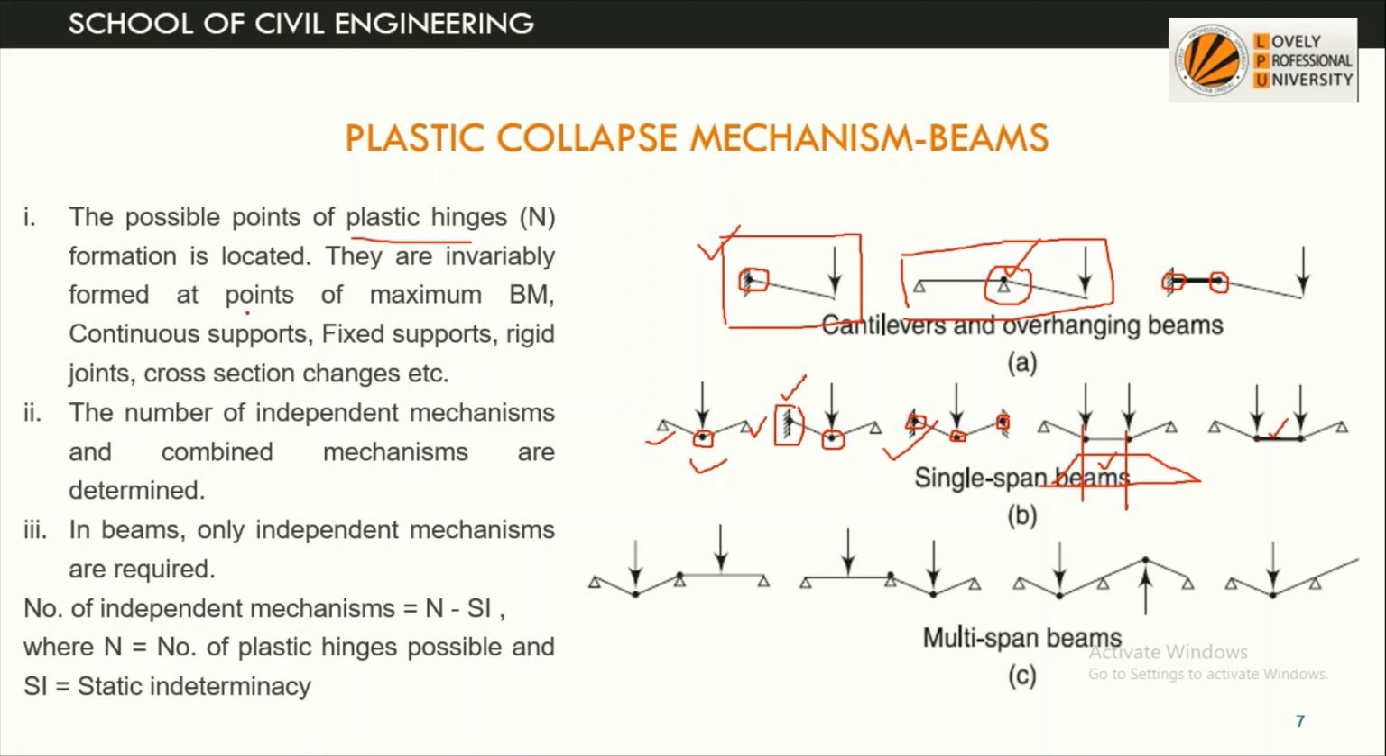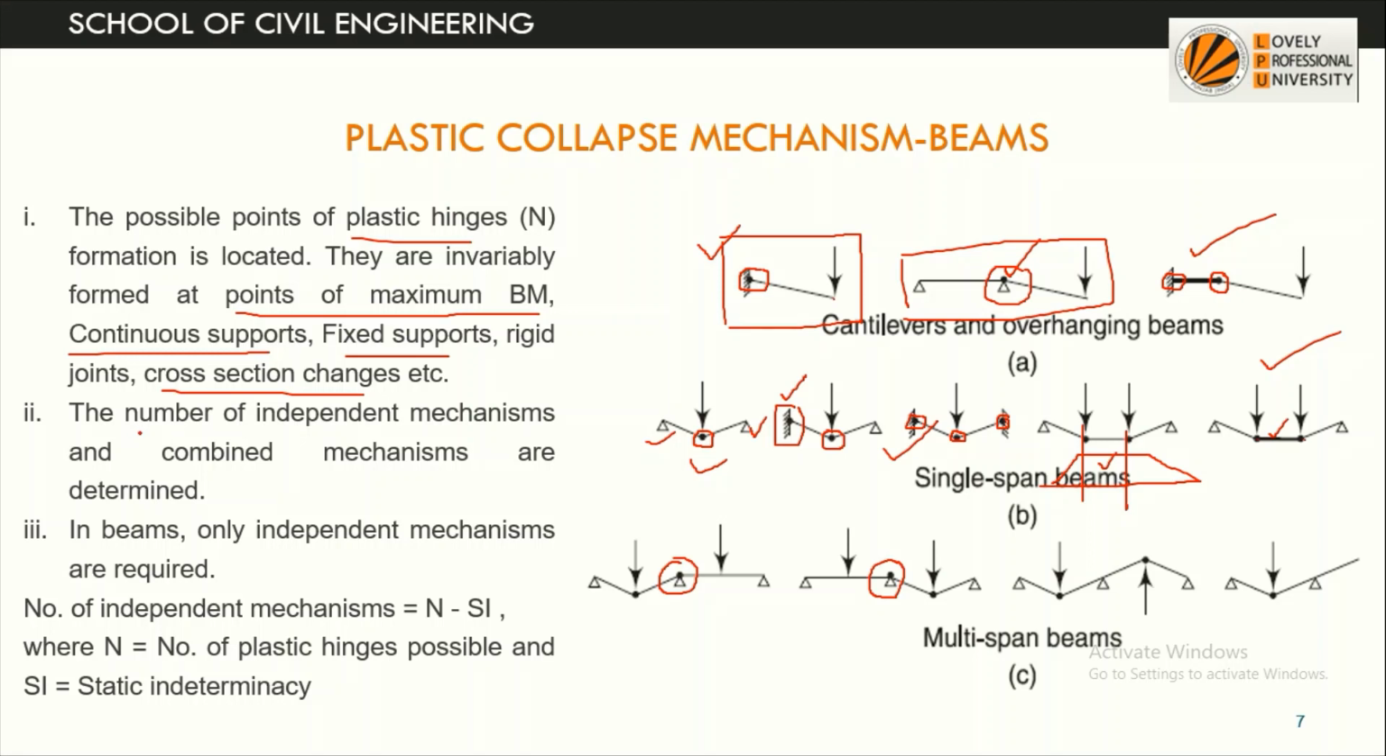Plastic hinges are formed at points where the maximum bending moment is there, at continuous supports. Like this is the continuous support. Then the fixed ends, these are the fixed ends. Then the rigid joints. Rigid joints are not in this figure, and the cross section changes like this. When the cross section is changing, that is a possible location of a plastic hinge.